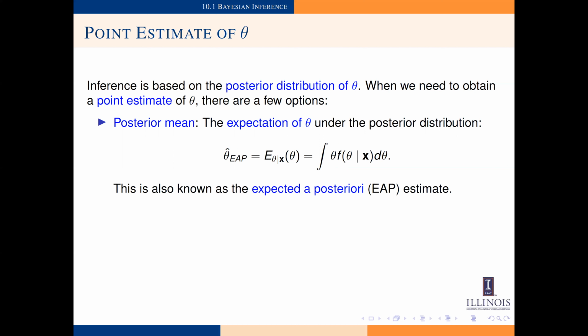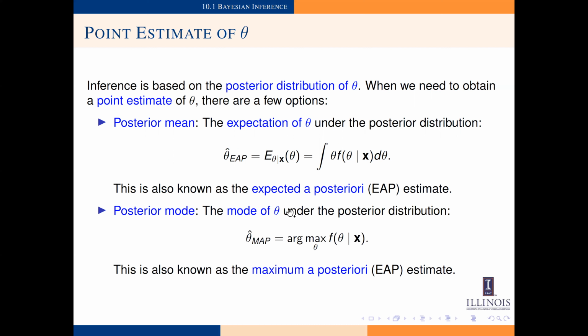The first is the posterior mean, and that is the mean or the theoretical expectation of theta under the posterior distribution. The posterior mean, which we call theta hat EAP, an estimator for theta, is equal to the expectation of theta in the distribution theta given x, so the posterior distribution. It's called EAP, which stands for expected a posteriori estimate.